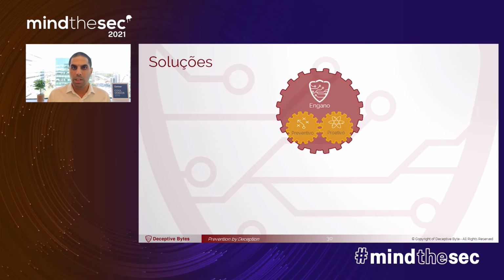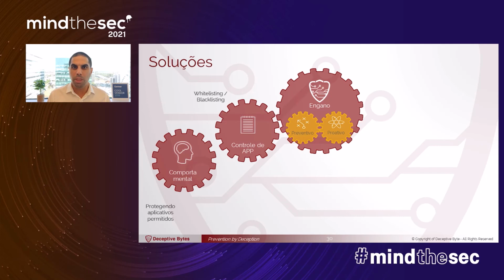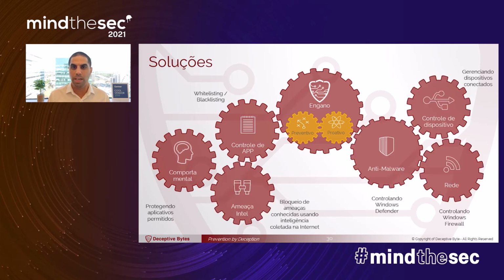The deception engine is the main engine of the solution, and it's complemented with application control and the behavioral engine to protect against fileless attacks. The anti-malware engine controls Windows Defender, and the network engine controls Windows Firewall. The device control engine helps manage security for connected devices on the endpoint. All of the engines combined help increase the endpoint security posture of the organization under our platform.